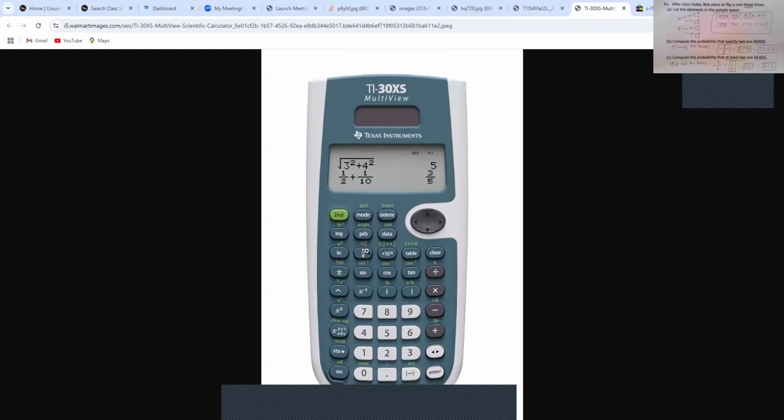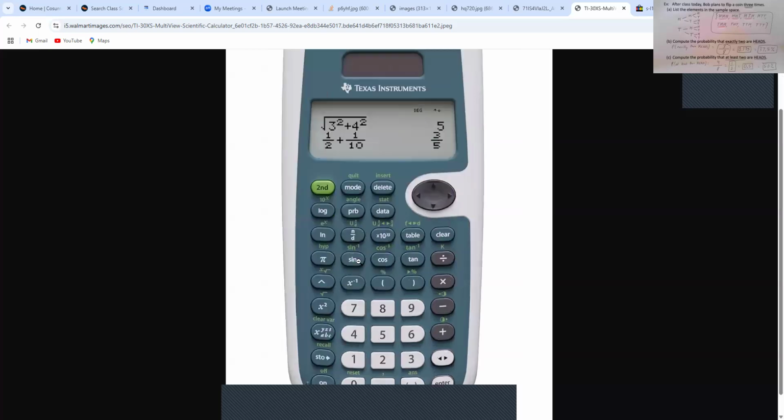So look for that. It's right under the PRB button, right next to the LN button, sort of towards the top, 3rd row. So you would just press that button, and then it would bring up, I think, a blank fraction, and you can navigate with these arrows over here, and you just type in the numerator and denominator, then you would press enter, and it would do the same thing. It would reduce the fraction for you.